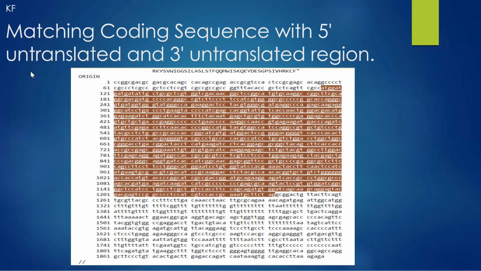Okay, so here we have our matching coding sequence with the 5' untranslated and the 3' untranslated region. So the beginning of this sequence in the white from 1 to 61 before the brown is our 5' untranslated region. And then our matching coding sequence is this large portion of brown, and afterwards, this last white part is our 3' untranslated region of our protein.